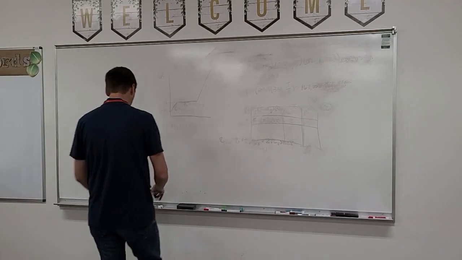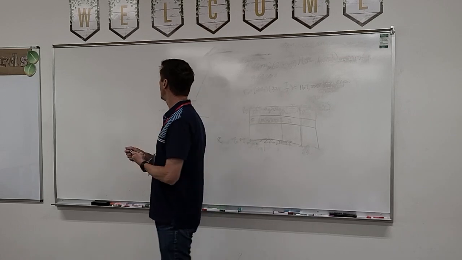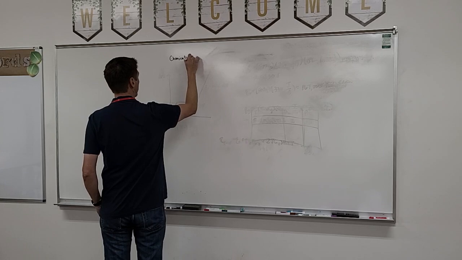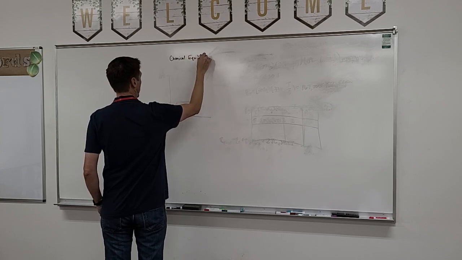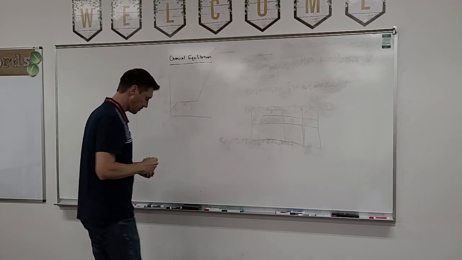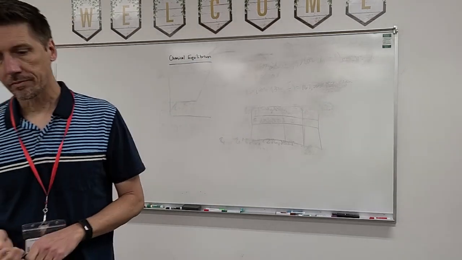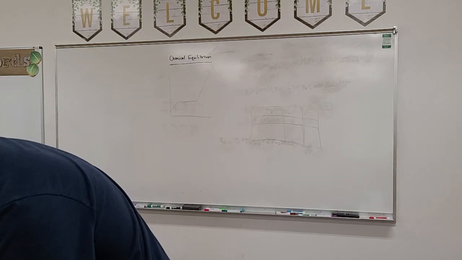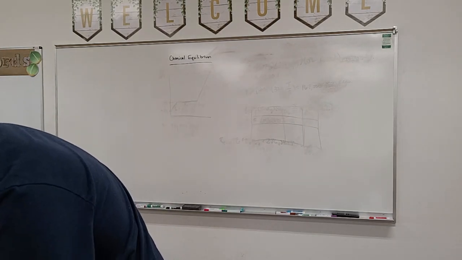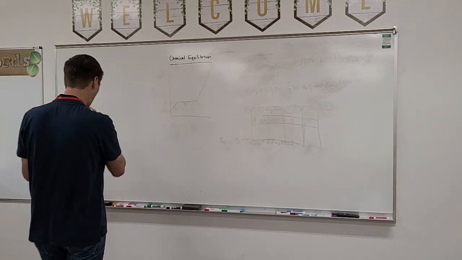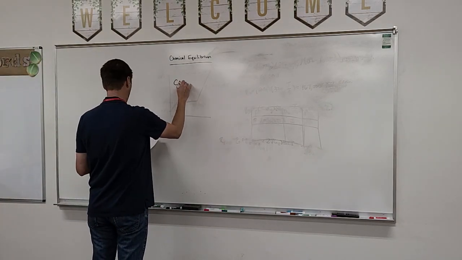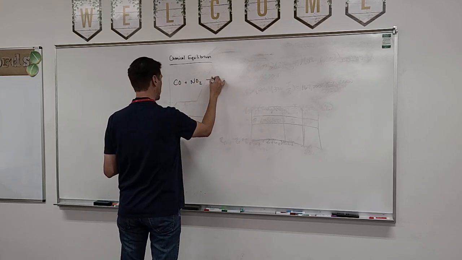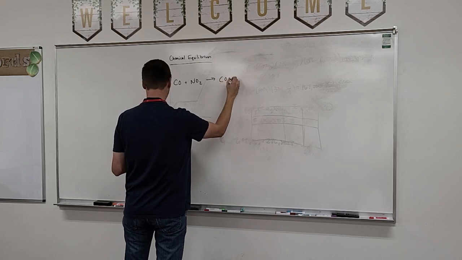All right, so now we're in chapter 16, our last chapter, and this chapter is all about chemical equilibrium. So we're going to start by talking about an equation that we may have seen in the past, same type of chemical equations we've been looking at all year long.